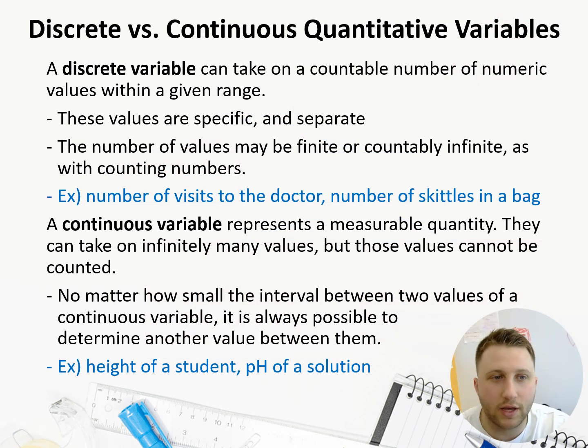Now, there's a trick in order to remember which is which. Discrete variables are things that can be counted, and continuous variables are things that can be measured. So we'll come back at the end and show you a list and make sure that you can differentiate between the two.